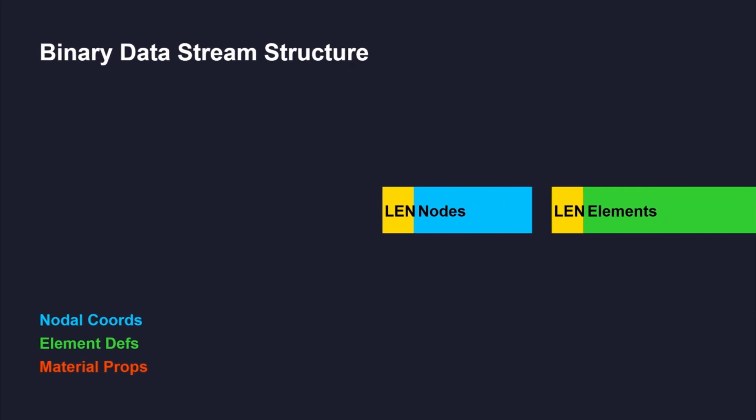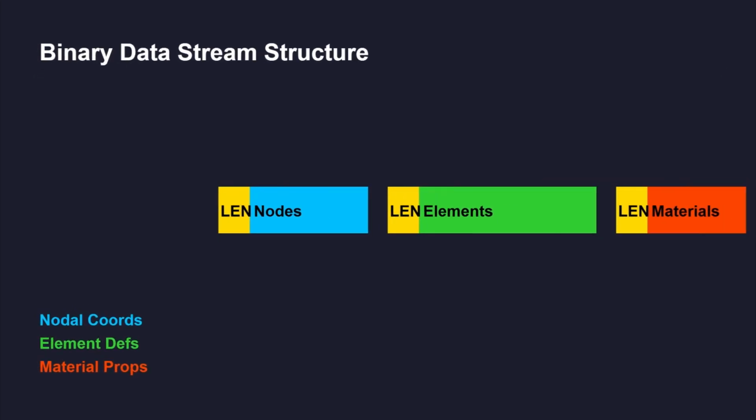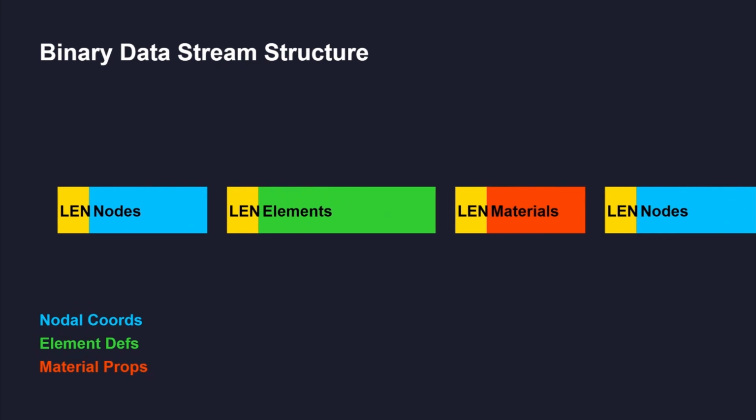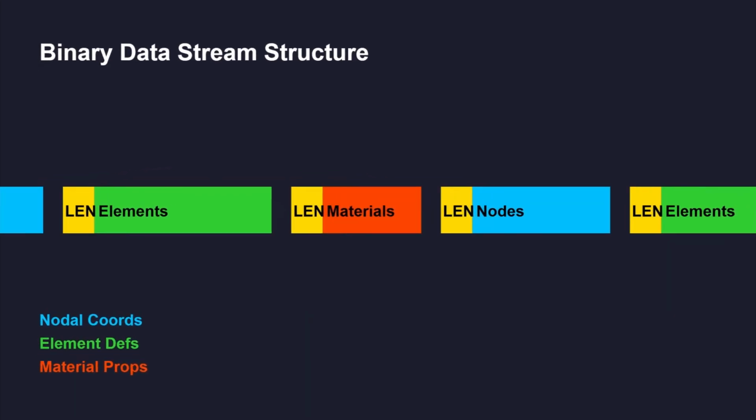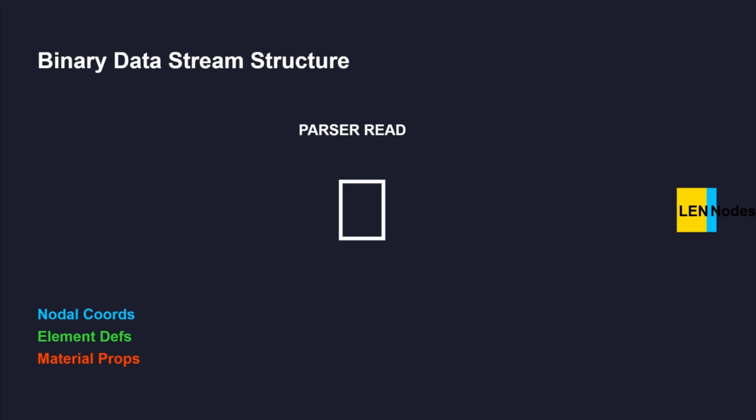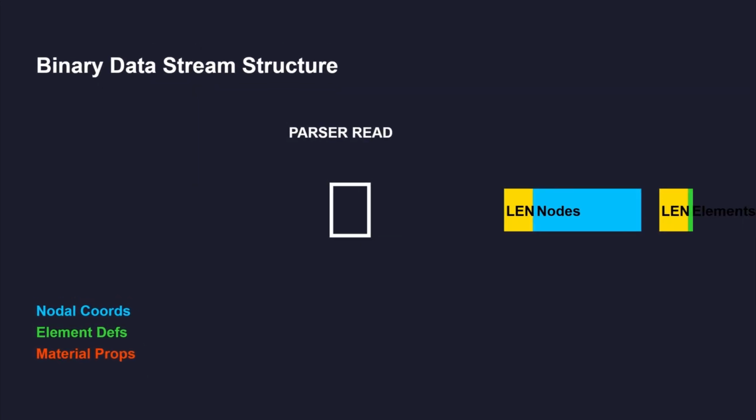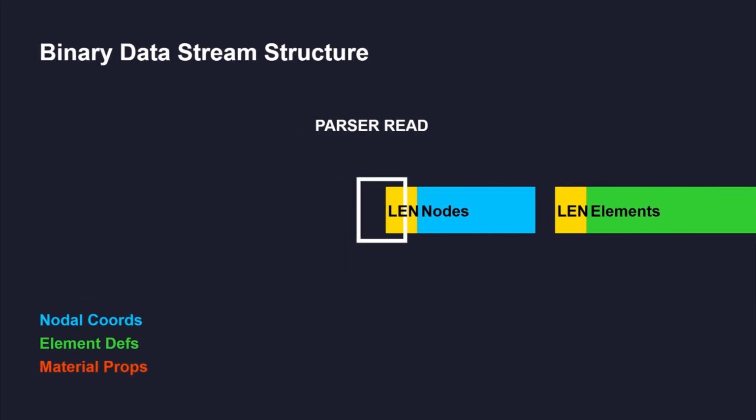Be alert for length prefixed records, where the first 4 bytes define the size of the following data packet. This dynamic structure allows the file to mix nodal coordinates, element definitions, and material properties in a single stream. Your parser must read this length value first to know when to stop.